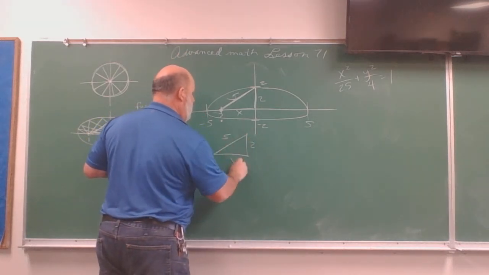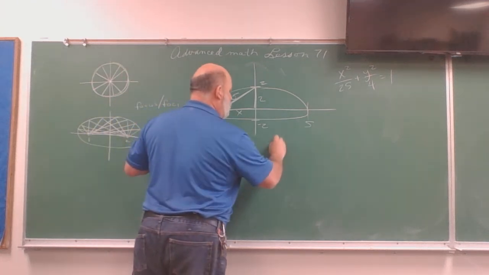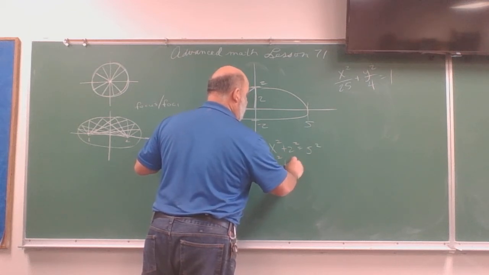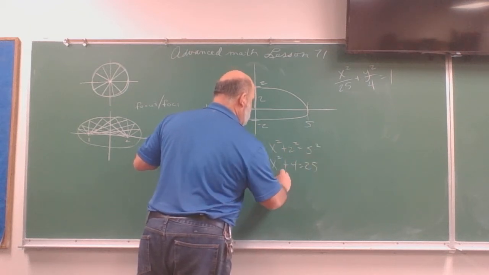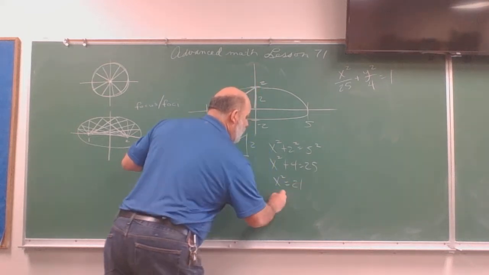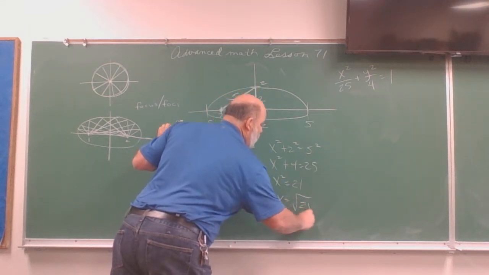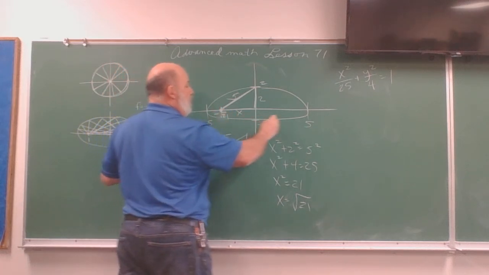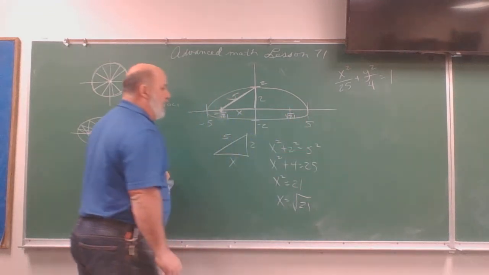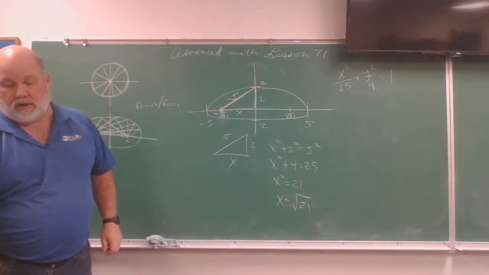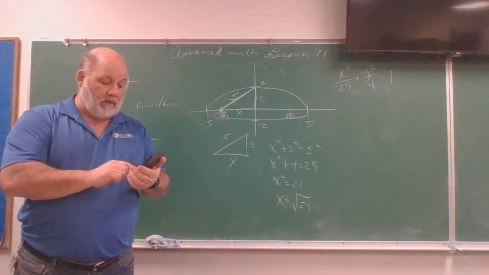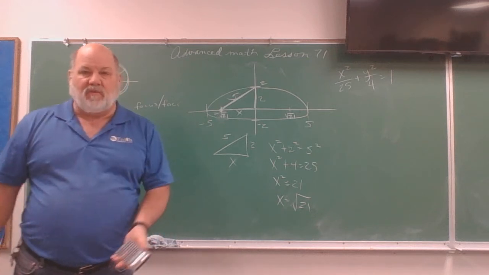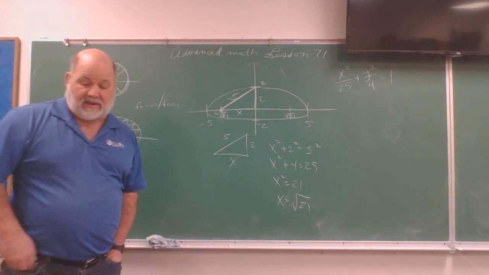2, 5, x. X squared plus 2 squared equals 5 squared. X squared plus 4 equals 25. X squared equals 21. X equals the square root of 21. We're back here at negative square root of 21, and the other focus is at positive square root of 21. If you use your calculator, which they do not require, and you take the square root, you'll get that it's at, not 4.6, 4.58.